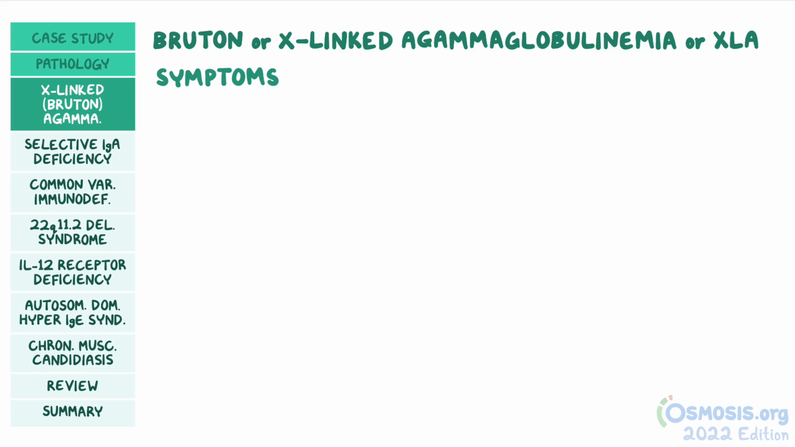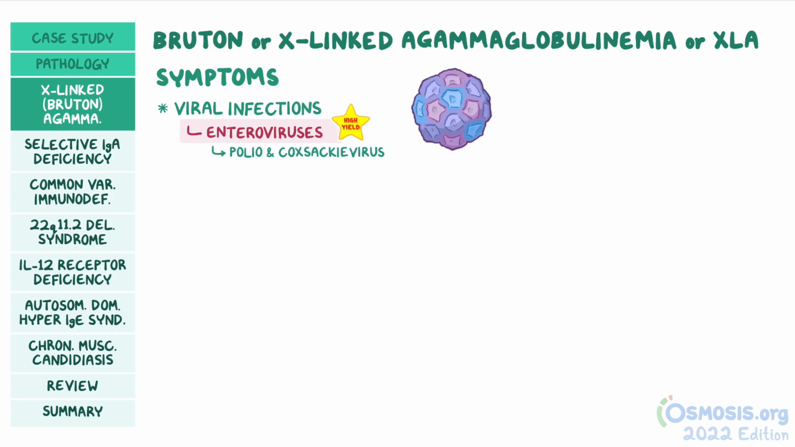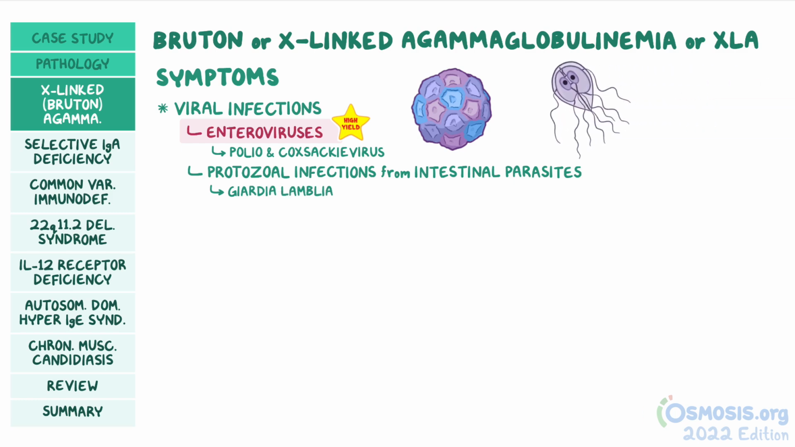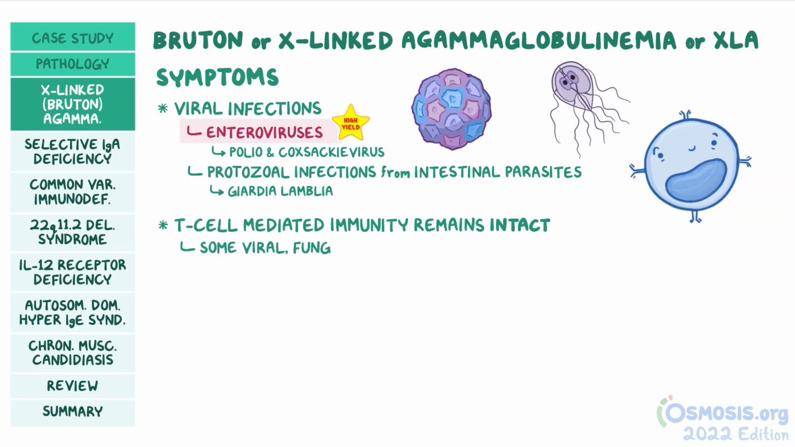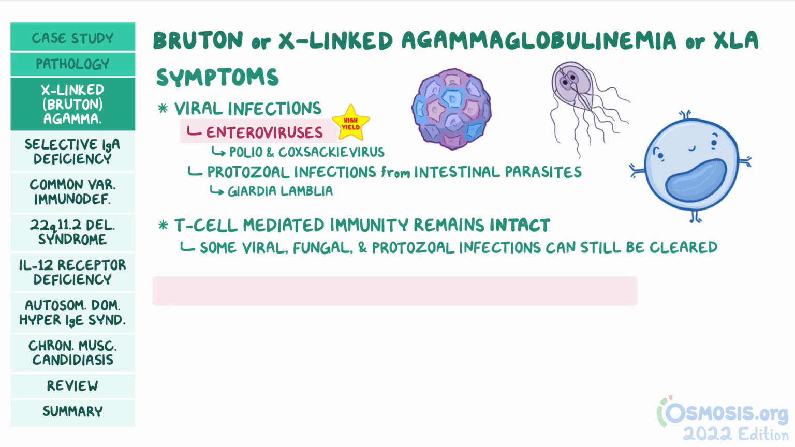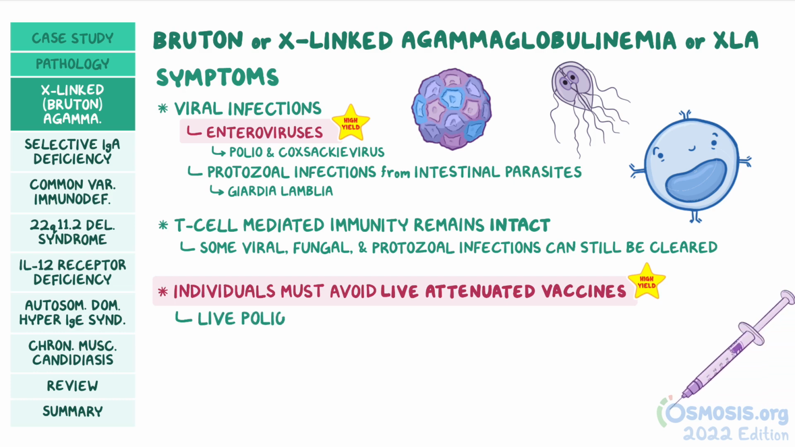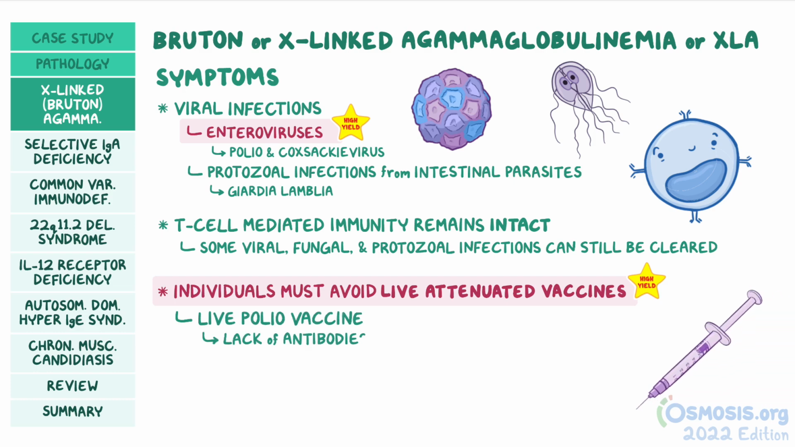Less commonly, children with XLA may also get viral infections, especially from enteroviruses like polio and coxsackievirus, as well as protozoal infections from intestinal parasites like Giardia lamblia. Having said that, it's important to remember that T-cell-mediated immunity remains intact, and some viral, fungal, and protozoal infections can still be cleared. Another high-yield fact is that these individuals must avoid live attenuated vaccines like the live polio vaccine because the lack of antibodies makes even certain weakened pathogens tough to destroy.